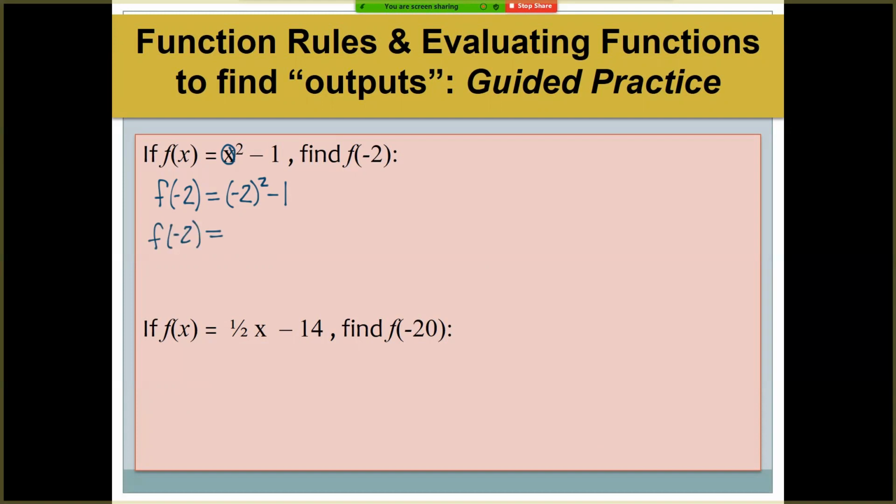So when I go to simplify this, I'm going to take -2 squared. Well, -2 squared means -2 times -2, which is 4, minus 1, which is 3. And this right here is my final answer. So notice we're never doing anything with this first part here. Sometimes I've had students in the past who want to divide by -2 to get f by itself. You don't do that. So that tells us that we took the function, we plugged in -2, and we got 3 for the answer.